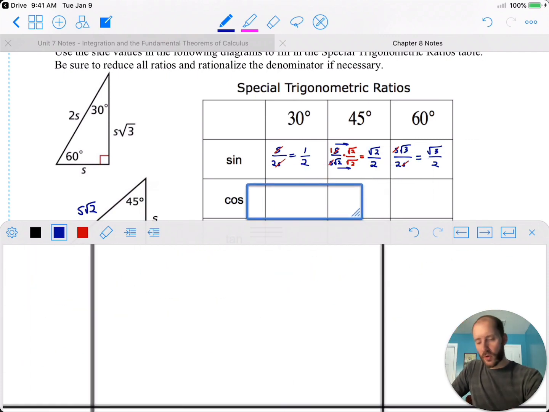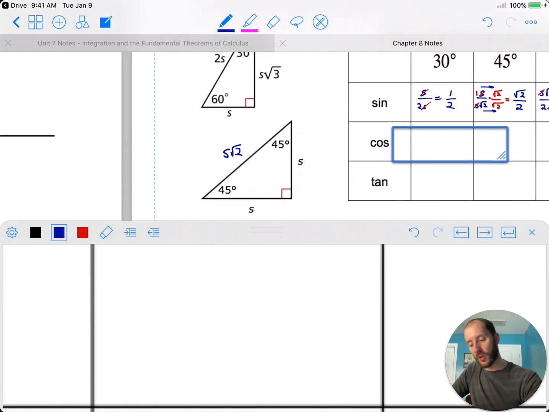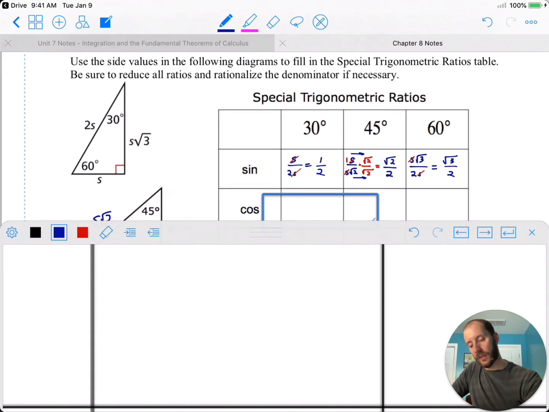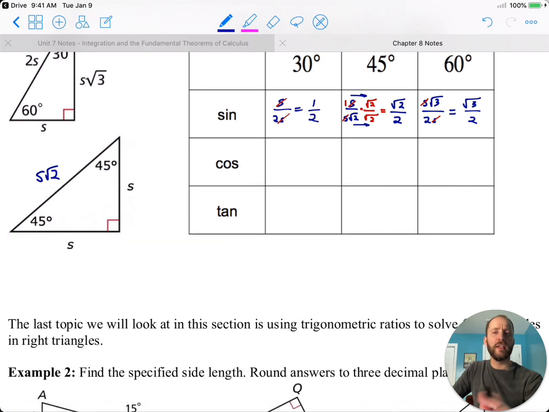When you go to do cosine and tangent, again just use the proper ratios. Cosine is adjacent over hypotenuse, tangent is opposite over adjacent. Take a moment, pause the video, fill those in, check with my complete notes online, then resume.